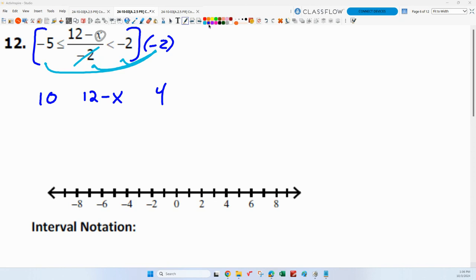Anything I need to be careful about here? Got to flip the signs. Good, because I multiplied by a negative. So these guys get flipped. Okay, what's next?